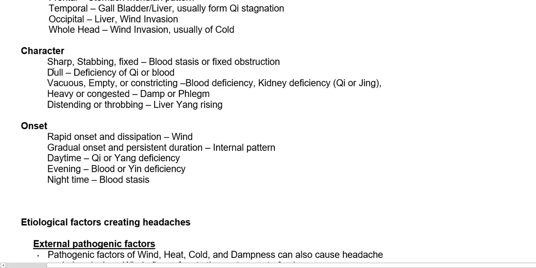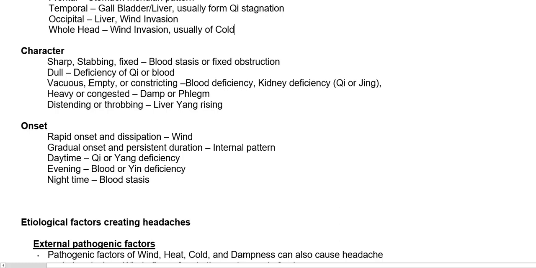Dull headaches, like we talked about general characters of pain. These are usually deficiency of qi or blood. Same thing with vacuous or empty, and this is also a little bit true of constricting, like there is a band pulling in. These are usually blood deficiency. We can also see these from kidney deficiency. The idea of this is that there's not enough qi or even enough jing to manifest properly the brain, and it feels like the space is empty or deficient. It's obviously not literally empty, but this is one of the descriptions there.